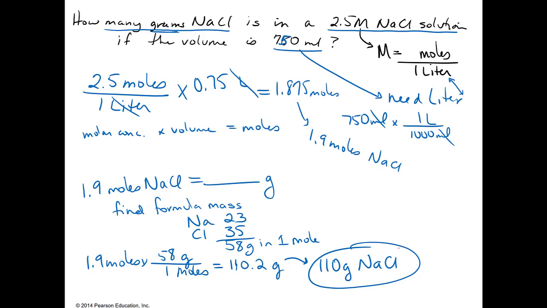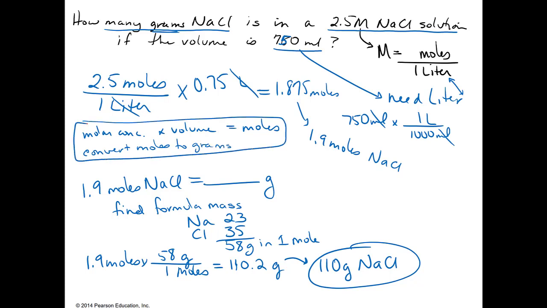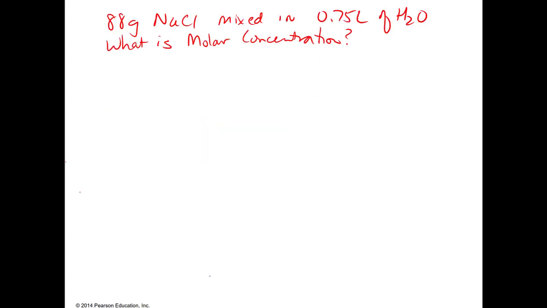So the first step would be just find moles. The second step is just converting moles to grams. So it's sort of like a two-step process in that one. So if you're going the other way, if you have an amount and you have a volume and you want to know what the molar concentration is, we've got to do this one backwards. What do we got to do first then?